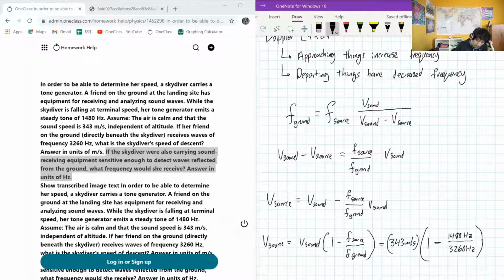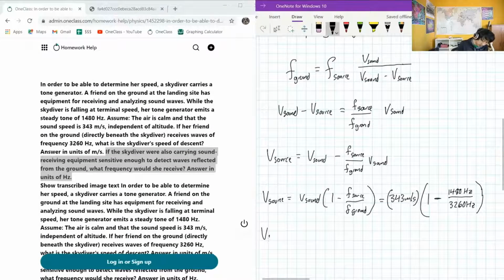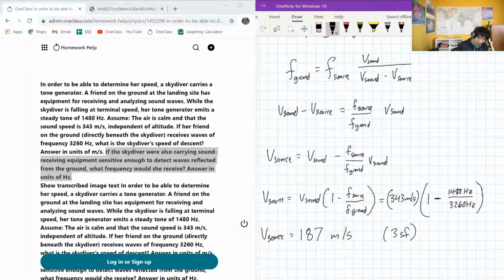Okay, ideally we should get something that is lower than the speed of sound itself, because we did not mention anything about sonic booms. So let's run this calculation ASAP fast. 1 minus 1480 over 3260, times 343. And my calculation for this is 187 meters per second. And that's to 3 significant figures, which is what we're given in the question here.